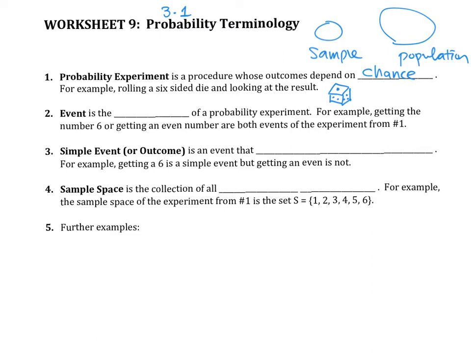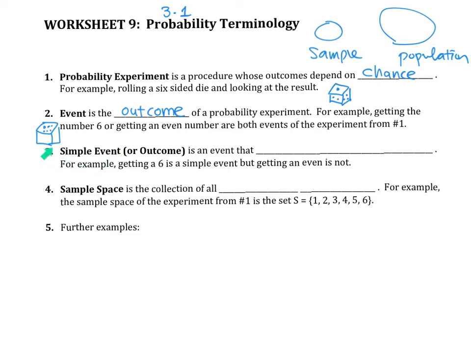An event is an outcome of an experiment. So for example, getting 6 on your die, 1, 2, 3, 4, 5, 6, that can happen, right? Or getting an even number, it could be 2, 4, 6. They're just examples of events.